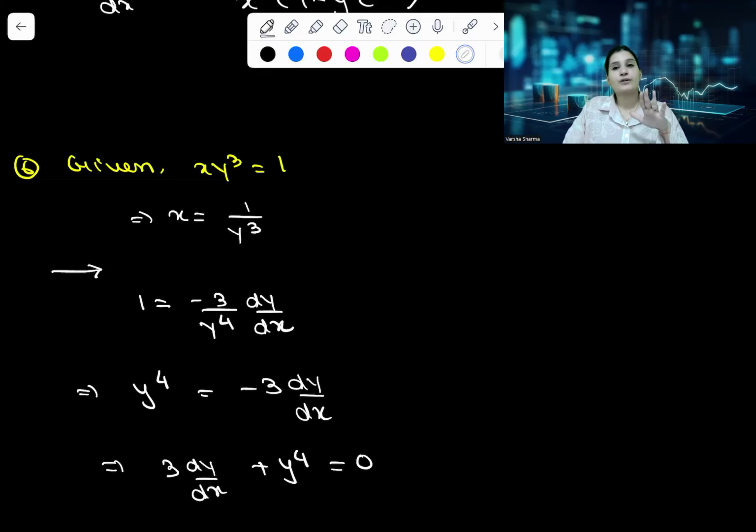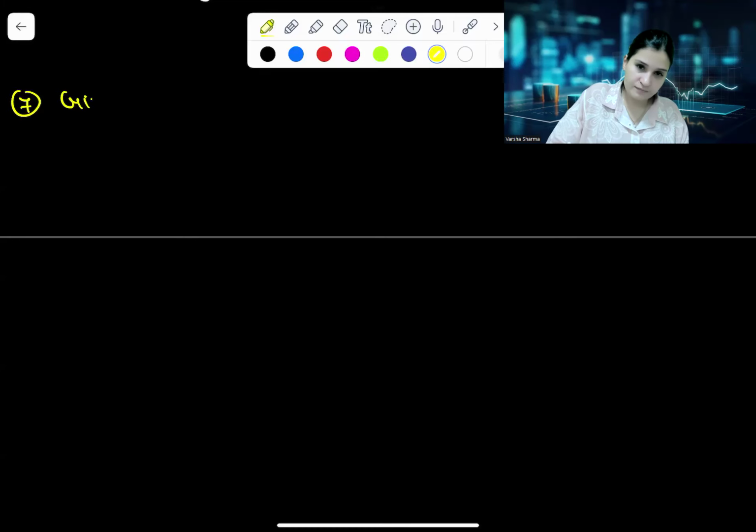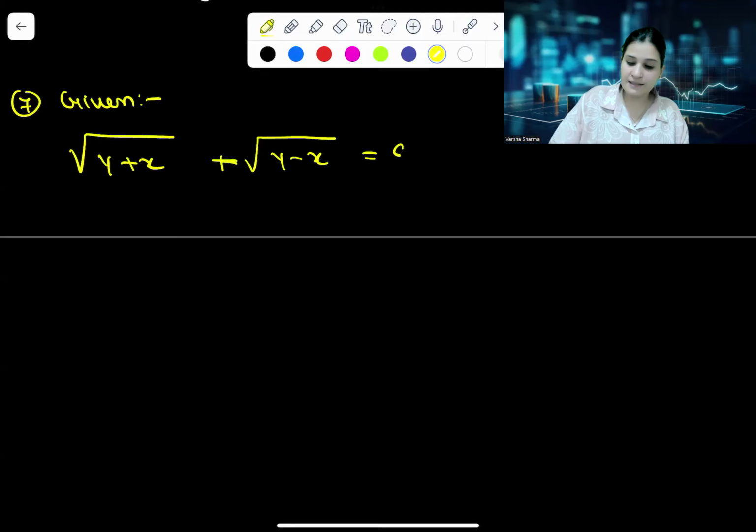Whenever there's a prove-that question, we need to be very careful. We can't directly just jump on to differentiate. You need to plan. Something similar in 7. Given under root (y + x) plus under root (y − x) equals c.